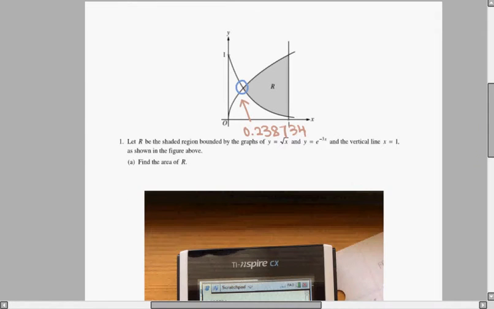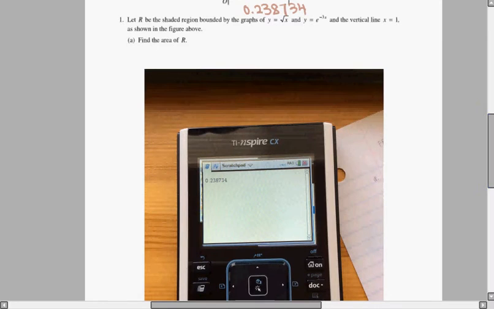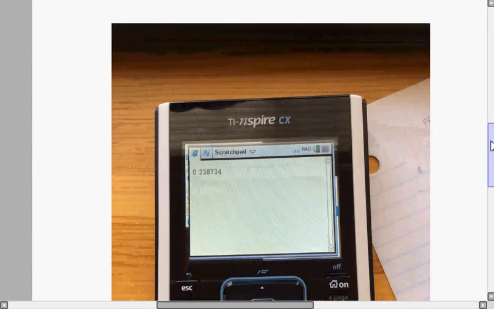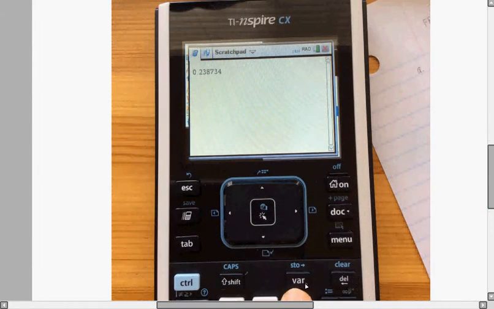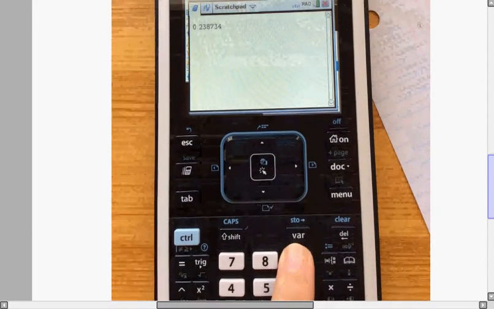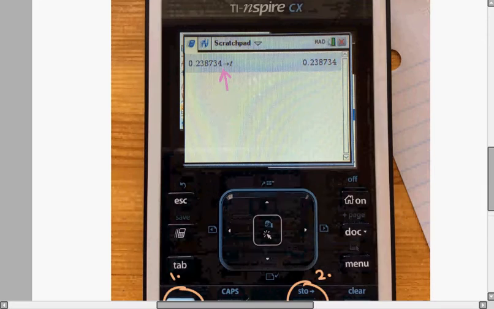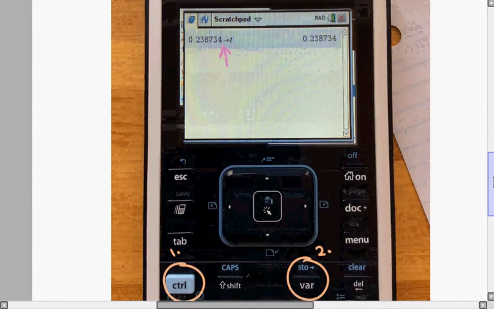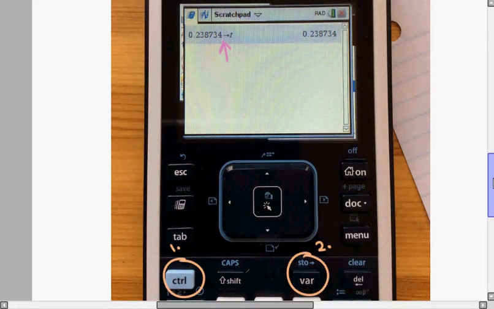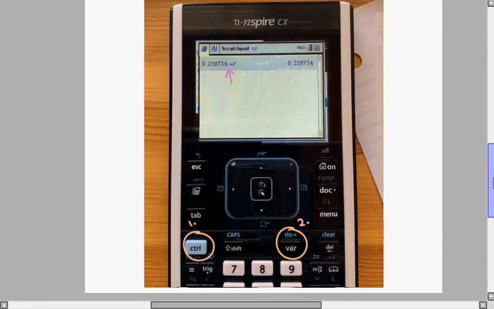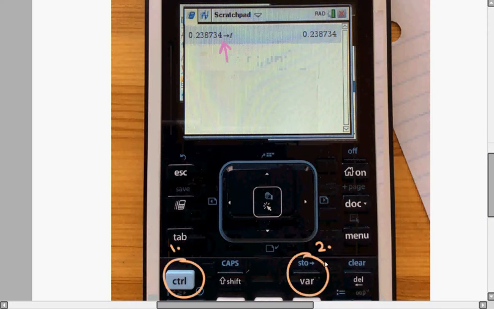So we can fix this by first copy and pasting the value onto your scratch pad and then clicking variable. Scratch that. First click control and then click variable. So this will let you access the store option. So this arrow will come up and then you can write a letter down to represent this number. And in this case, I'm using T. And then click enter. And now it's going to remember T as that value.